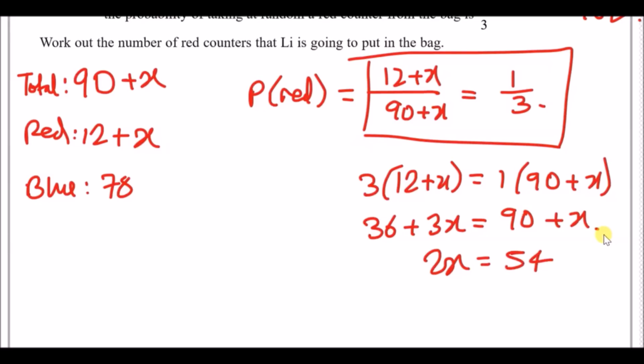And finally, to get x, you halve it. So half of 54 is 27. So this means they added an extra 27 reds. So now it says, work out the number of red counters that Lee is going to put in the bag. He's going to put an extra 27 reds.